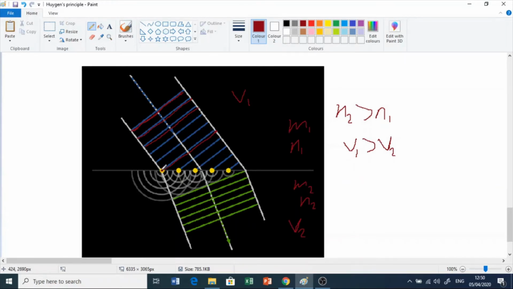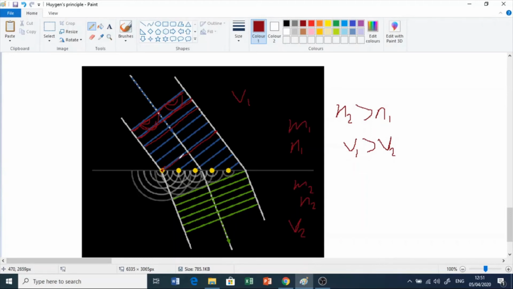Once this point of the wavefront reaches the boundary, it is going to produce some waves, as the Huygens principle says. Actually, the wavelets were produced here also, but we are not drawing them. Then we draw a straight line tangent to these new waves, and a new wavefront is produced. All these wavefronts are produced by the principle of Huygens.